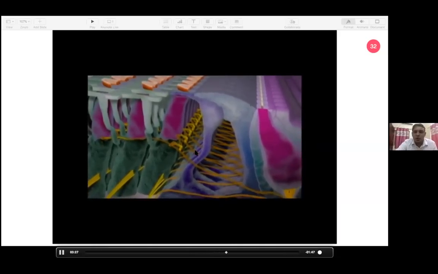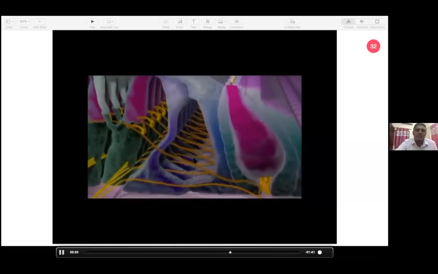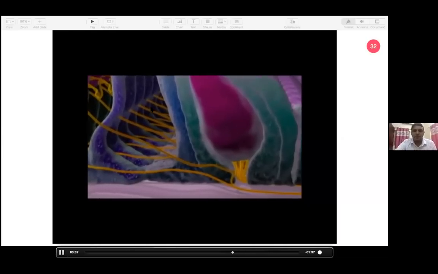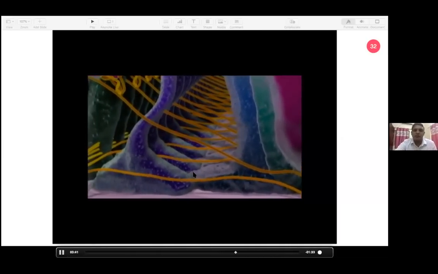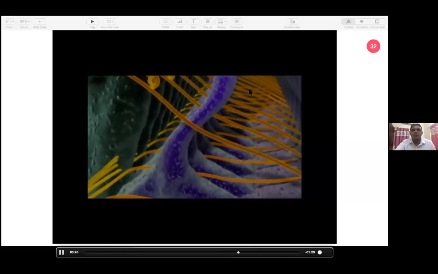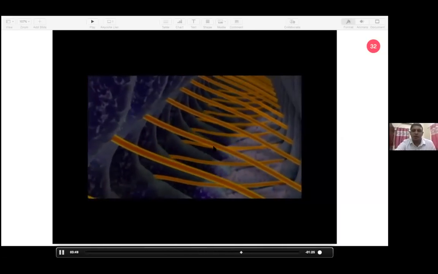This is called the tunnel of Corti. This tunnel of Corti again is filled with a fluid called Corti lymph, which is similar to the perilymph. So the scala media is filled with endolymph, whereas the scala vestibuli and the scala tympani are filled with perilymph. The Corti lymph in the tunnel of Corti is similar to the perilymph.